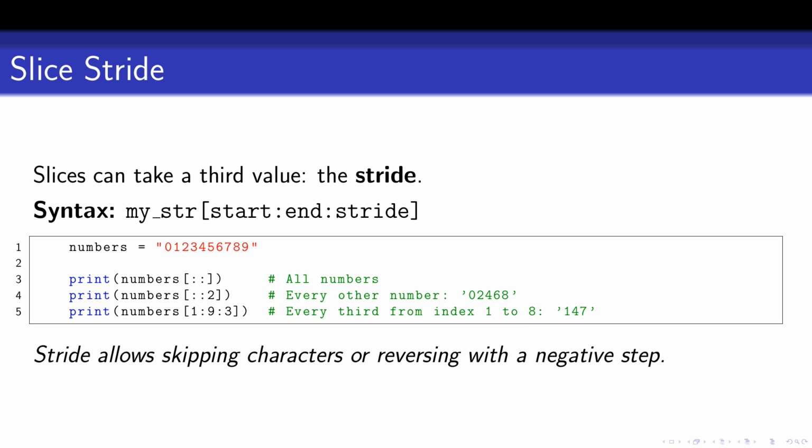This feature is powerful for tasks like sampling characters, reversing strings, or selecting characters at regular intervals. Understanding how to use stride in slicing adds another layer of flexibility to string manipulation and lets you write very concise solutions to problems that would otherwise require loops or extra logic.